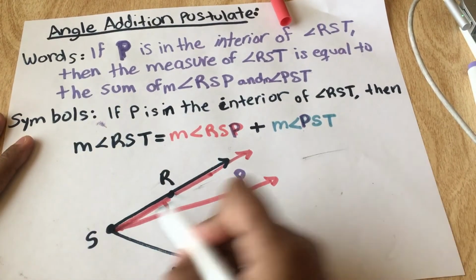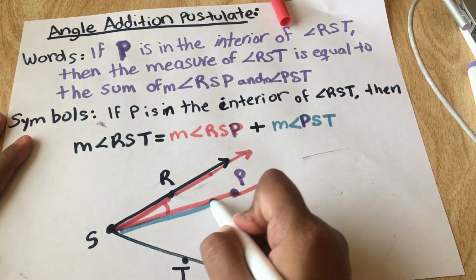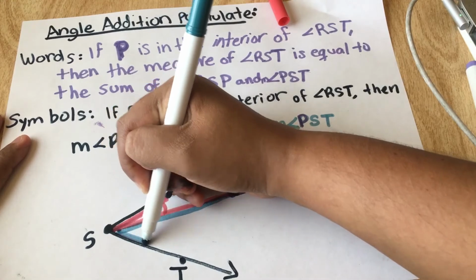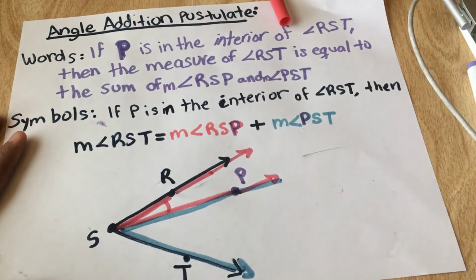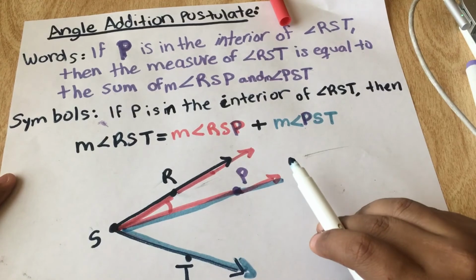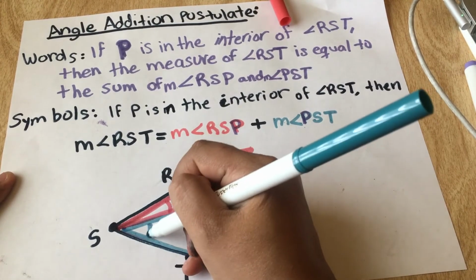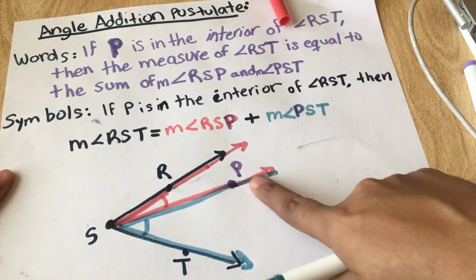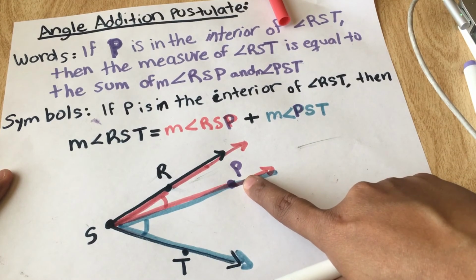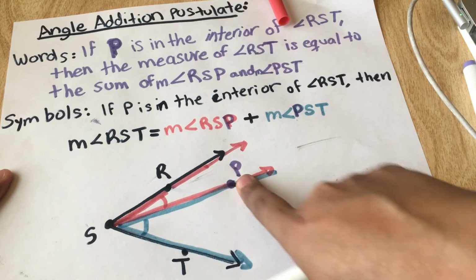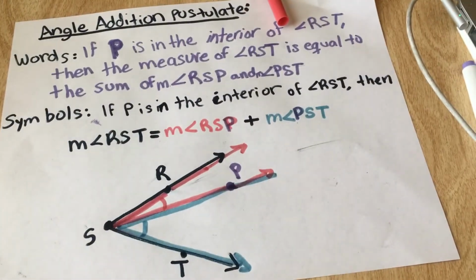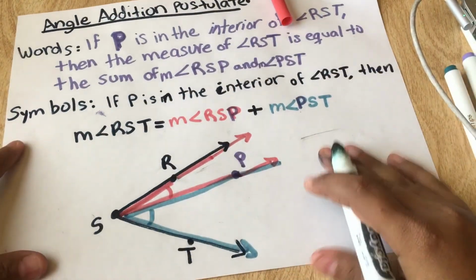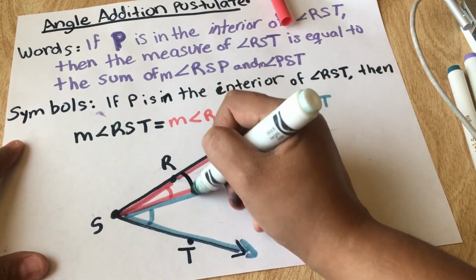So now I'm going to just visualize the second angle here, PST. So if I were to sum or add the measure of angle RSP to the measure of angle PST, then it will equal the measure of angle RST, the measure of this black angle.